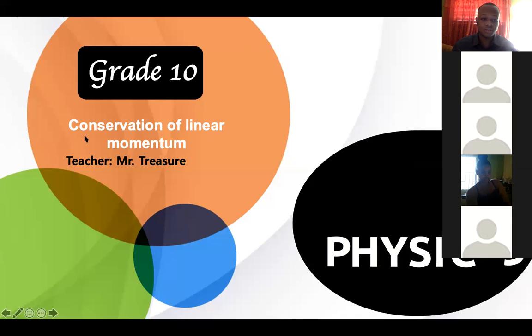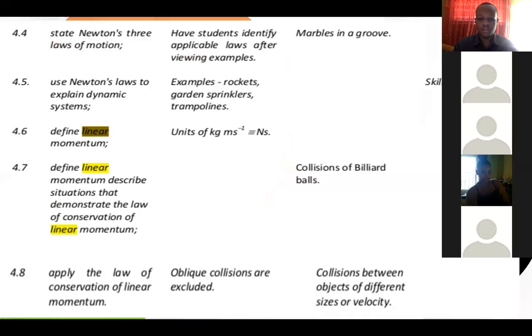The topic for today is conservation of linear momentum. It's a big word, a big title, but I will break it down as best as possible. For this week, and then we'll move over to next week, we want to reach down to here: apply the law of conservation of linear momentum. But before that, we have some basic things that we need to cover first, and that's what we're going to do now.